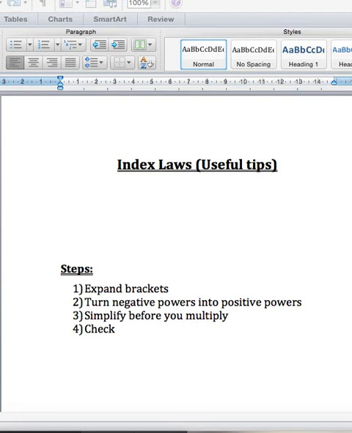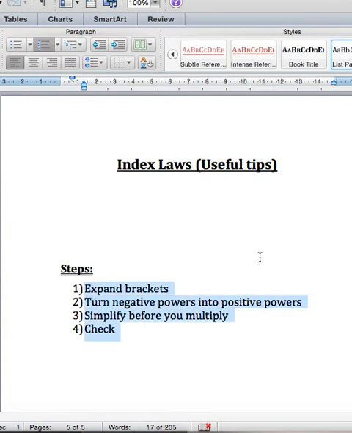Hi, this session is on the index laws we'll be studying this year. So pretty much all of them. They're questions that I've chosen that are quite tricky and do confuse students at times. So there are a few useful tips that I'll be going through. And before we start, just make sure you understand the steps involved when working out questions involving index laws.